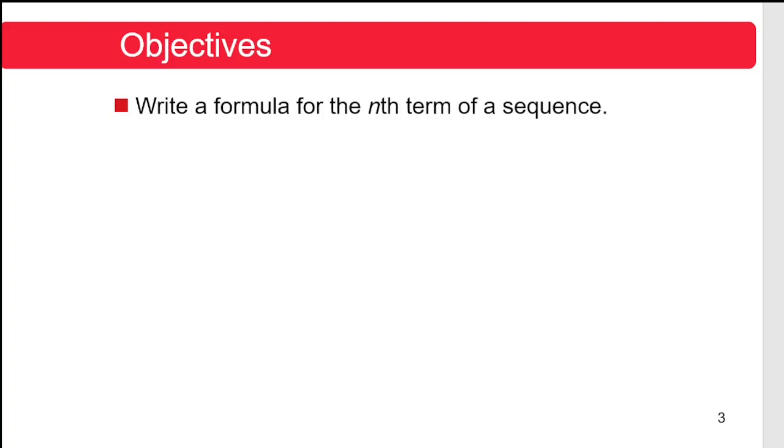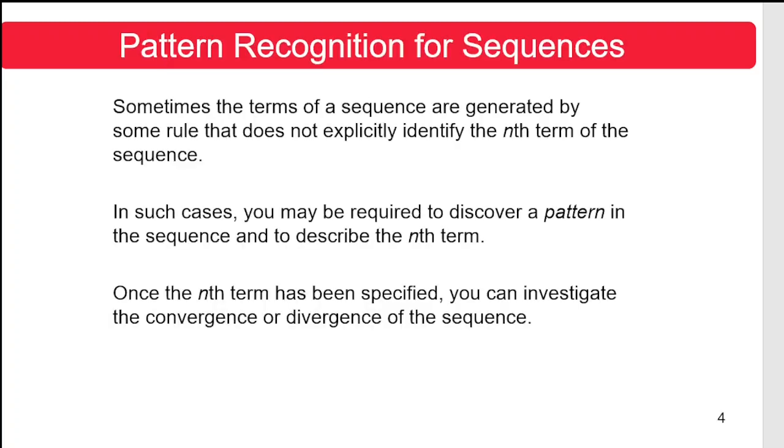So for this lesson, we will learn how to write a formula for the nth term of a sequence. Sometimes it's difficult to identify the nth term of the sequence. So in such cases, you may be required to generate some rule or discover a pattern in the sequence to describe the nth term. Once the nth term has been specified, you can now investigate the convergence or divergence of the sequence.